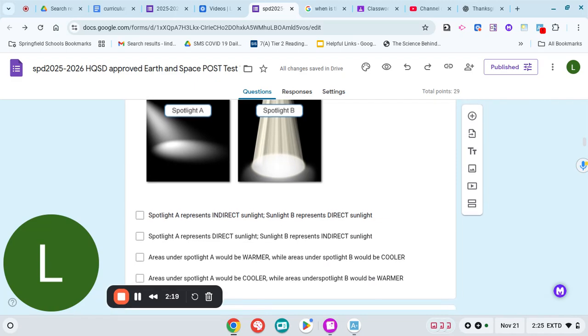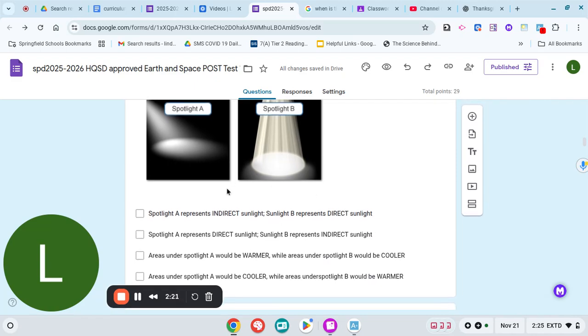A, spotlight A represents indirect sunlight. Spotlight B represents direct sunlight. B, spotlight A represents direct sunlight. Spotlight B represents indirect sunlight. So those are one or the other. Okay? So is A indirect or is A direct? Is B direct or is B indirect?